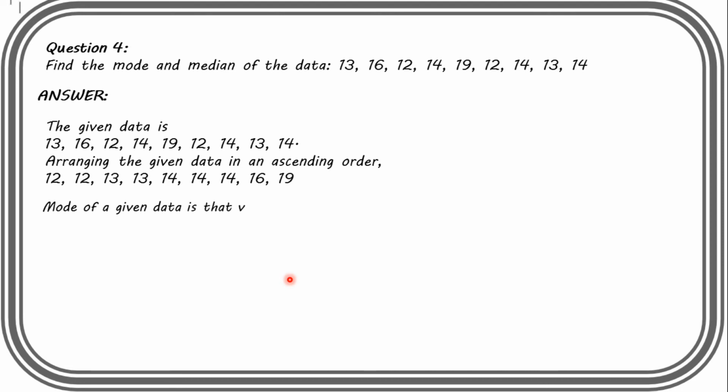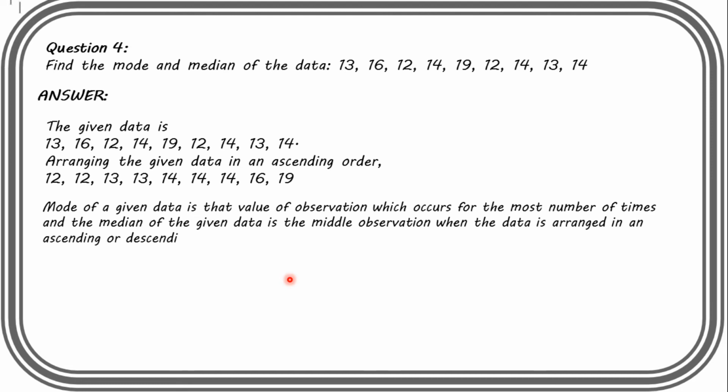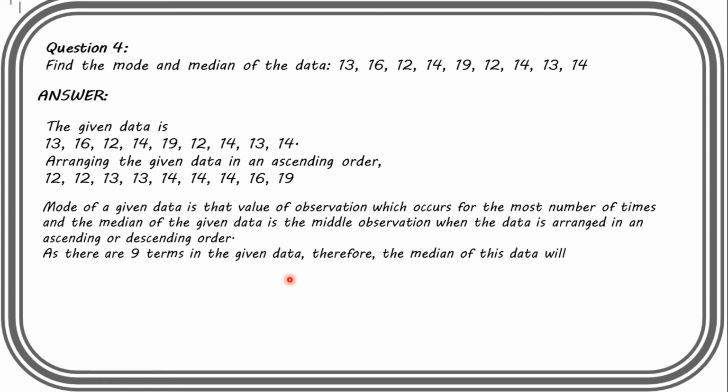The mode of given data is that value, you already know the definition, the observation which occurs the most number of times. And the median of the given data is the middle observation when the data is arranged in ascending or descending order. As there are nine terms in the given data, the median of this data will be the 5th observation. How do you get the answer 5? Nine terms are there in total. You can count 1, 2, 3, 4, 5, 6, 7, 8, 9.